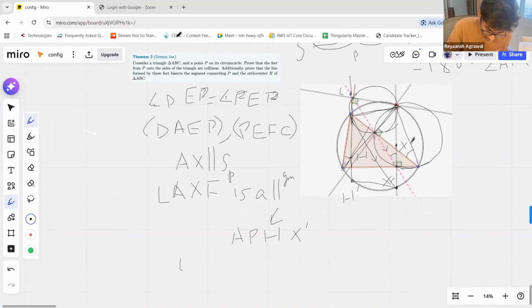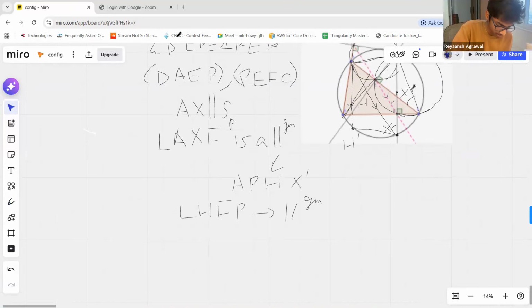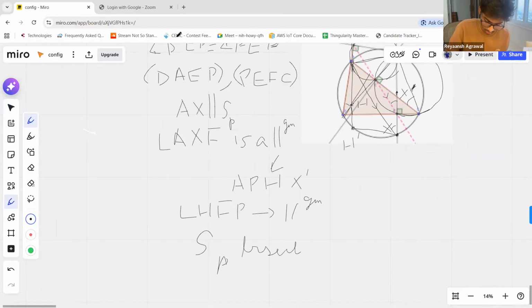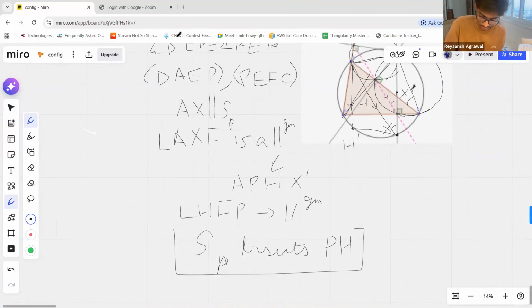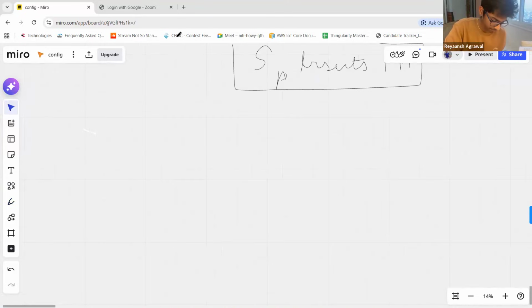Right. So now this implies that LHFP is also a parallelogram, right? Now, what does this mean? This means that LF bisects PH. But LF is just the Simpson line. This means that the Simpson line bisects PH. Okay, this is another important result to remember with respect to the Simpson line.